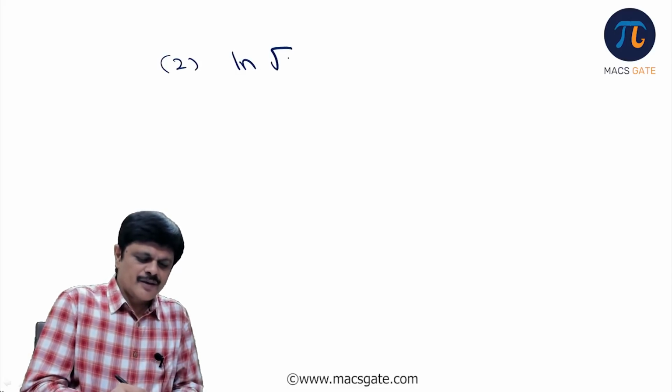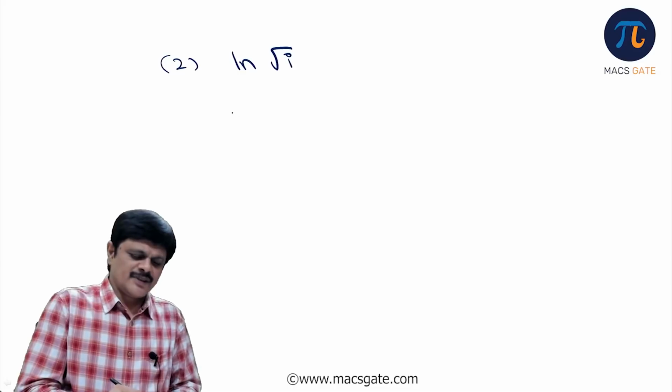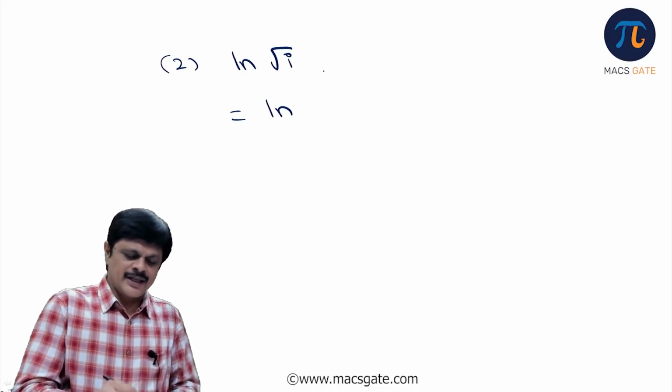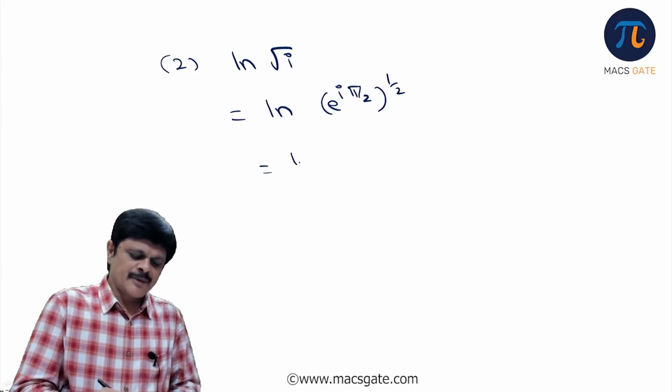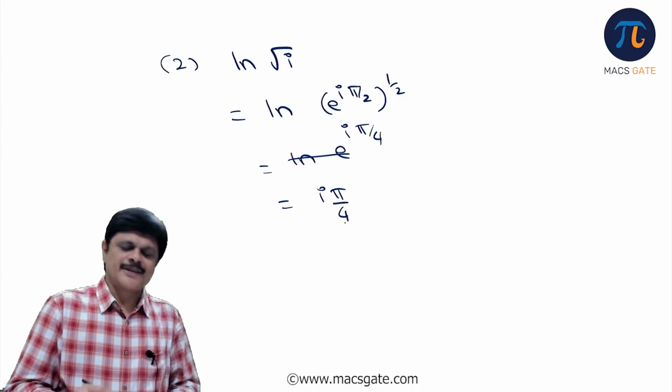Log root I. This one also we can solve logically. I means what? E power I pi by 2. Square root means power 1 by 2. That is nothing but log e power I pi by 2 into 1 by 2, means pi by 4. And log and e cancel. You get I pi by 4 as the answer. Is the idea clear? Next one.